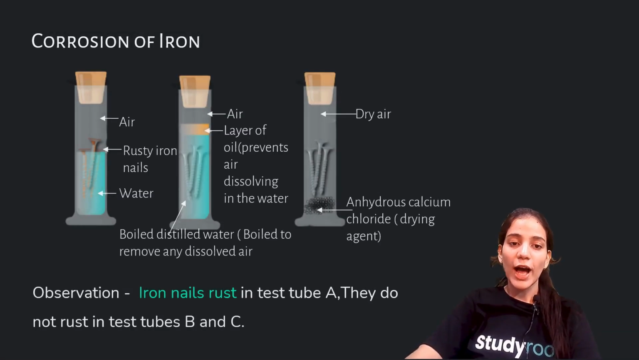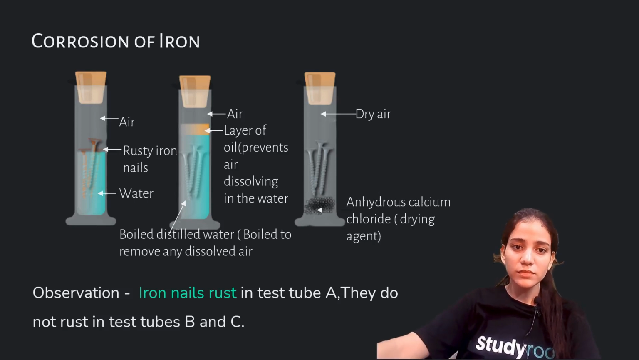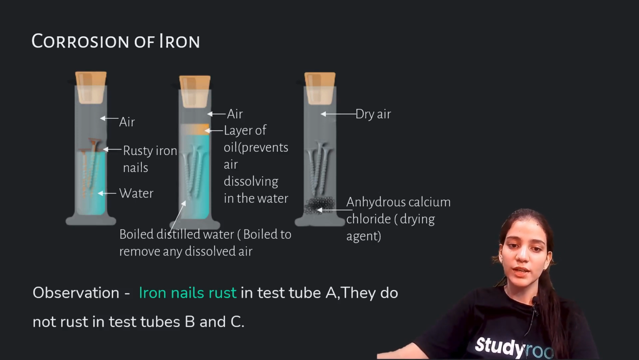Now, corrosion of iron. So, we have three test tubes here. Here we have air and water, and rusty iron nails, whereas here we have air and an oil layer on top of the water, and the water which we have here is boiled distilled water. It is boiled to remove any dissolved air present in it.